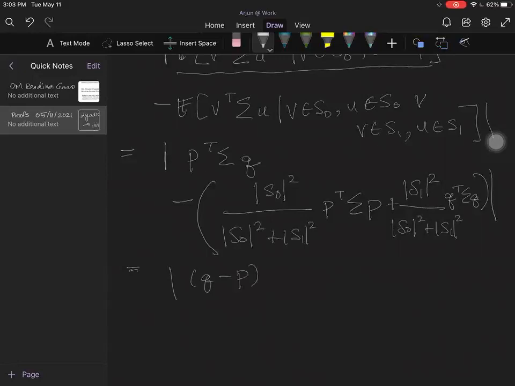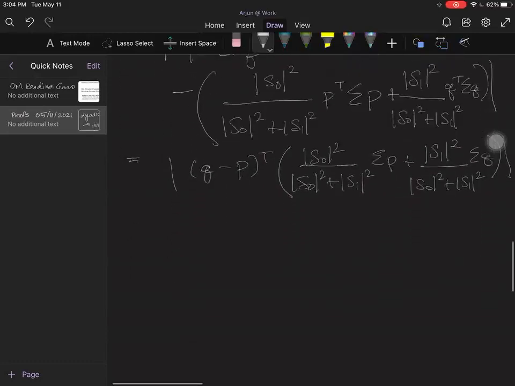So we can factor this here as a product. We have Q minus P transpose times S0 squared over S0 squared plus S1 squared sigma P plus S1 squared divided by S0 squared plus S1 squared sigma Q. And you can also check that this factorization holds, but this is an equivalent form.